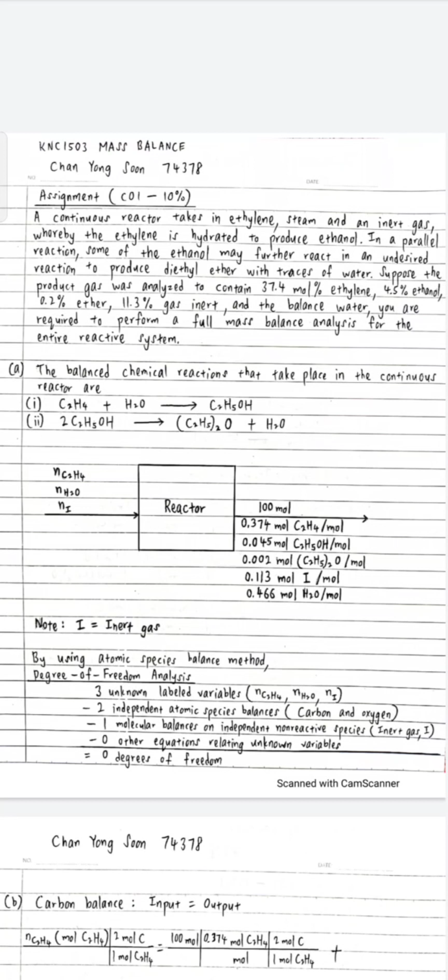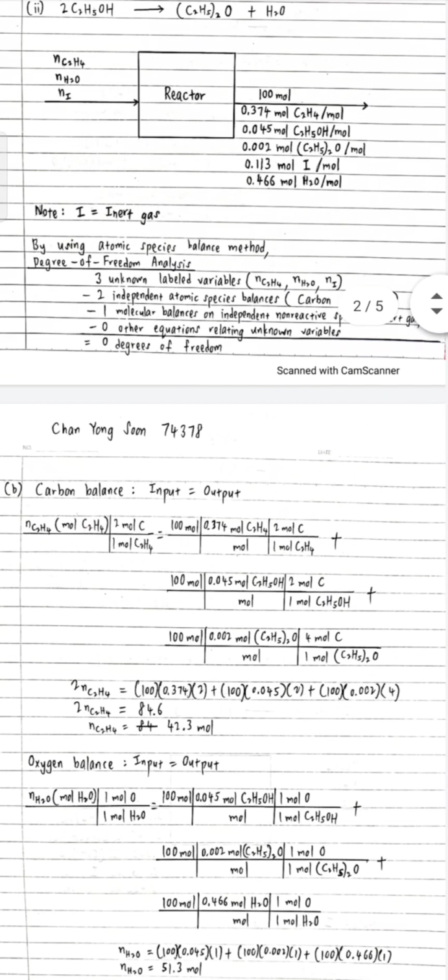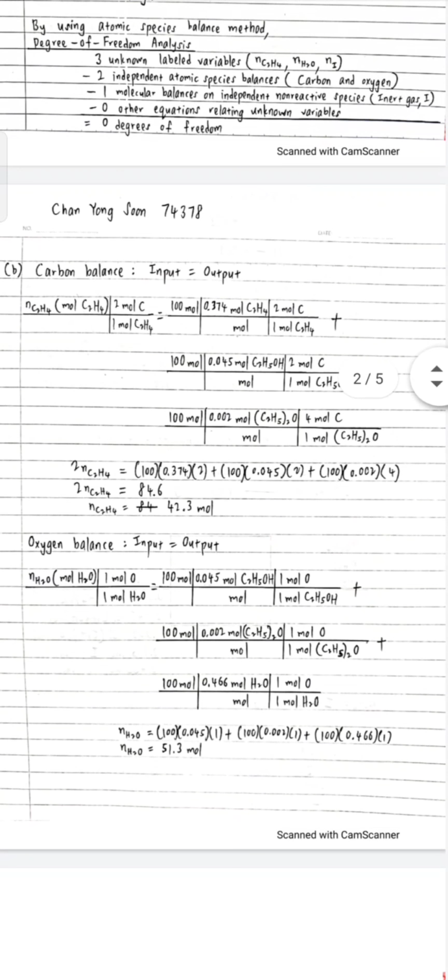This results in no degrees of freedom after subtracting the two independent atomic species balances and one molecular balance on one independent non-reactive species from the three unknown labeled variables. Therefore, these unknown labeled variables can be solved. After that, the atomic species balance involving carbon and oxygen and molecular balance involving inert gas can be performed.